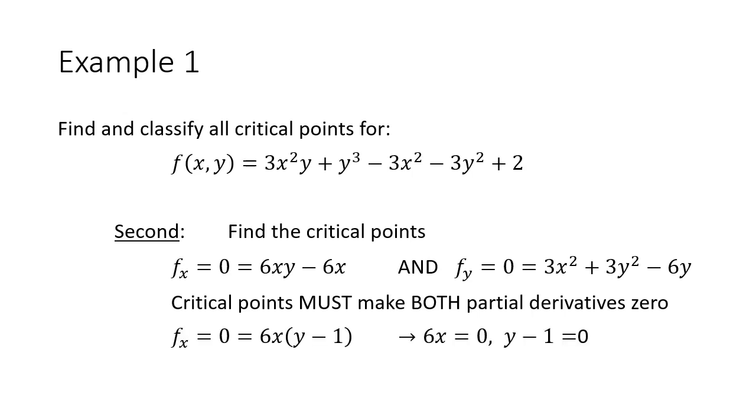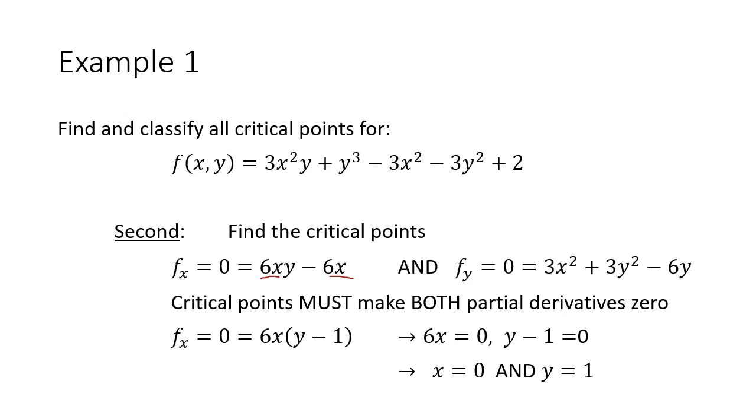Since it's set equal to 0, we're going to use the zero product property, meaning that the only way to multiply to 0 is if one of your factors, or both of your factors, are 0. So we're just going to factor. If I take my partial with respect to x, I've got a common factor of 6x. If I factor that out, I get 6x times the quantity y minus 1. Now I'm going to set each of those equal to 0, which of course yields the two solutions, x equals 0 and y equals 1.